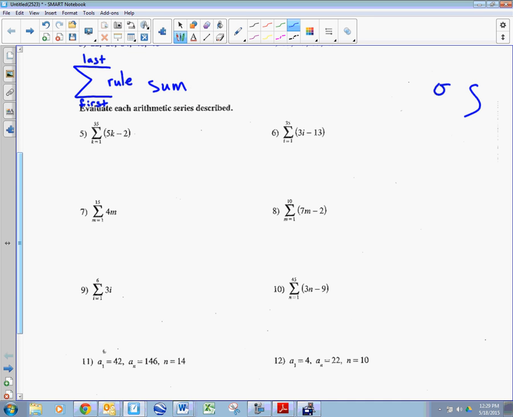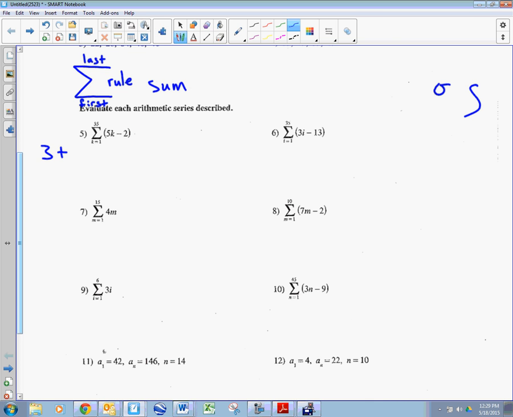It says evaluate each arithmetic series described. Sum from k equals 1 to 35 of 5k minus 2. So I generate the first term by plugging in this number. So I plug in what? 1. Plug in 1 and you get 5 times 1 is 5, minus 2 is 3.